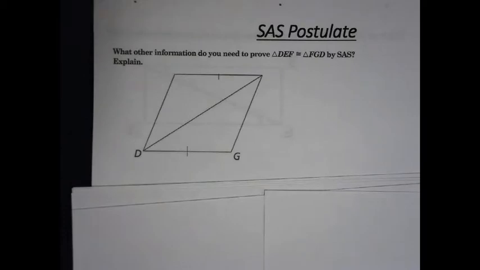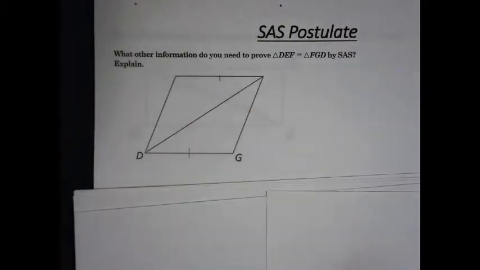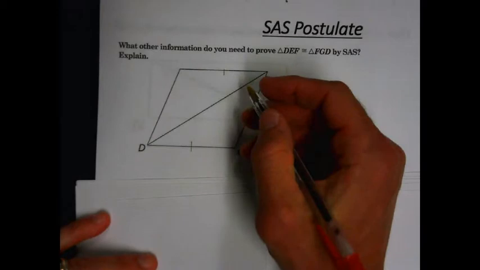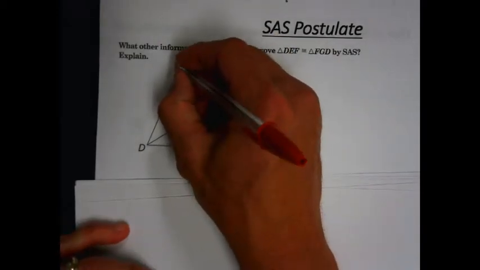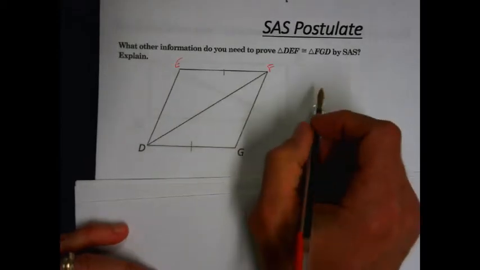So the two congruent sides, the included angle matters. So now we have this question here. What other information do we need to prove that triangle DEF, remember, reading matters. We're going to assume that this is EF. So we have DEF is congruent to triangle FGD, right?